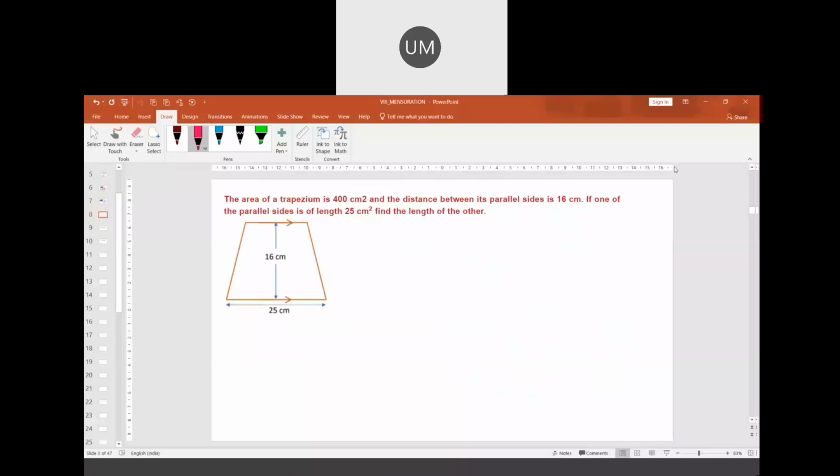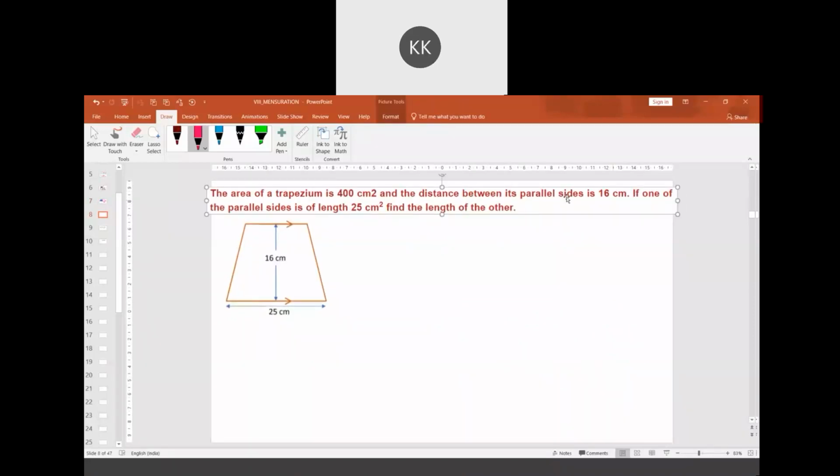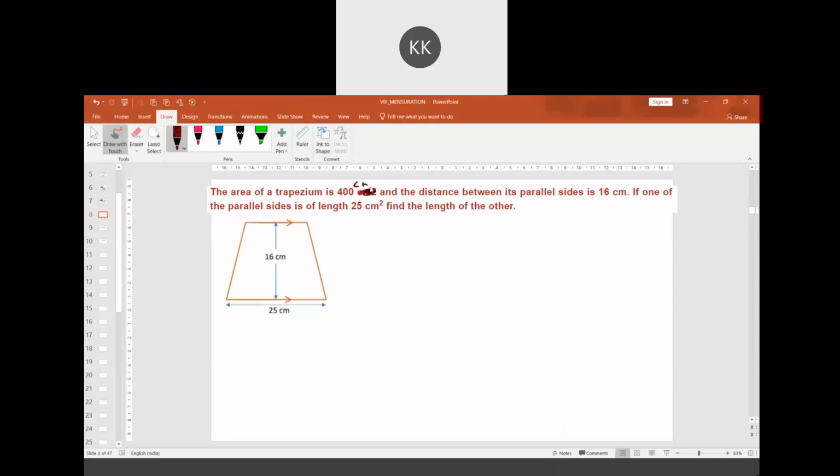Now we shall see a question. Look at this question. The question here is the area of trapezium is 400 centimeter square. And the distance between its parallel sides is 16 centimeter. What does it mean? It is the height, 16 centimeter. And the area is 400 centimeter square.